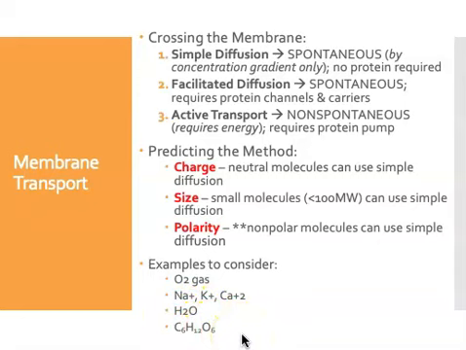It requires help from a protein. Most of the movement of glucose in living cells is occurring through facilitated diffusion. There are proteins referred to as carriers that are going to move glucose down its concentration gradient using facilitated diffusion.